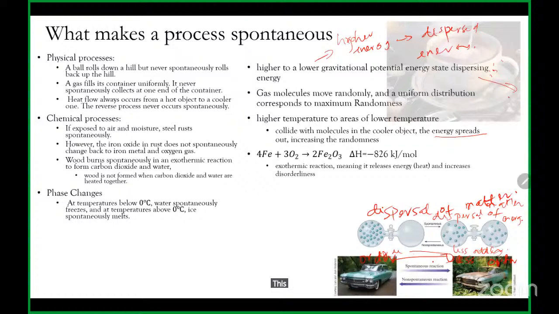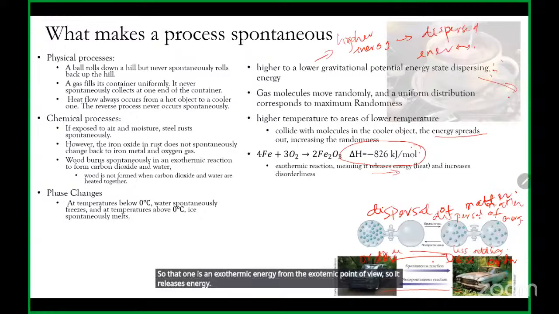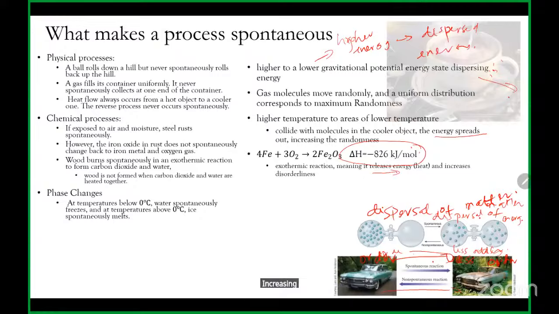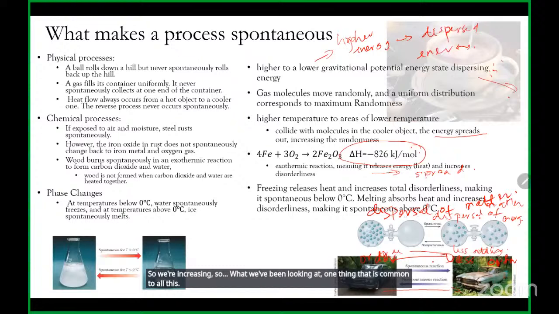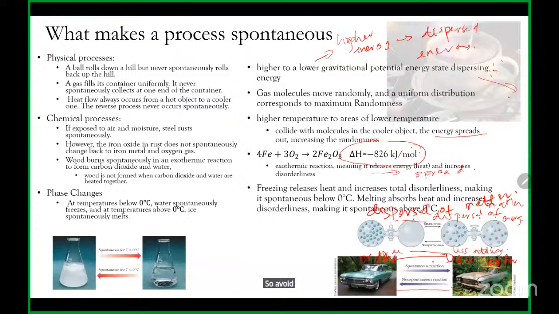This is a chemical process, the iron going to rust. So that one is exothermic from the energy point of view. So it releases energy, increasing the spread of energy. So what we've been looking at, one thing that's common to all this is dispersal. So this was what I was trying to avoid writing very big here. Same thing, when wood burns, it's exothermic. You're dispersing energy, but it's not always exothermic.